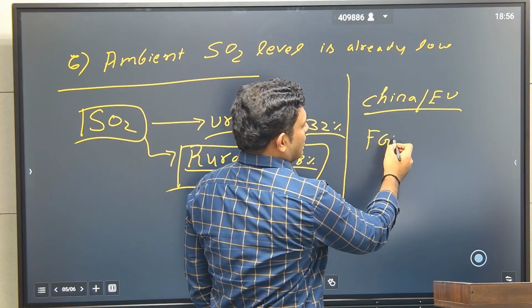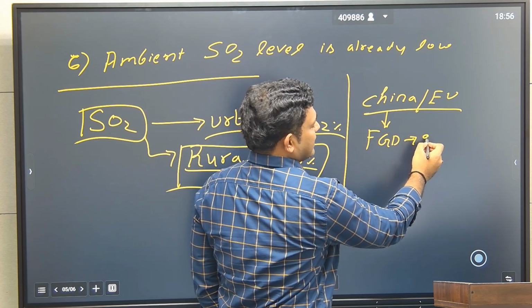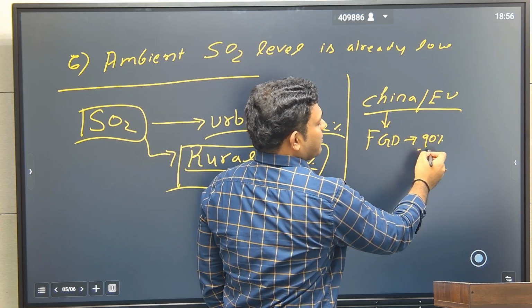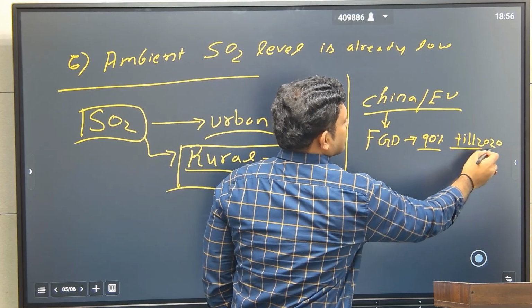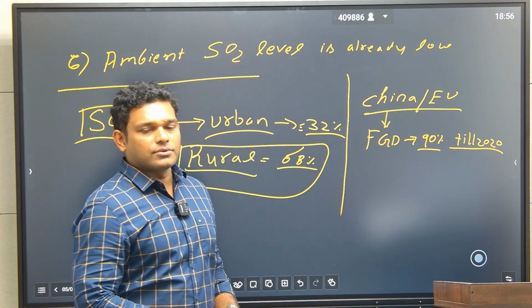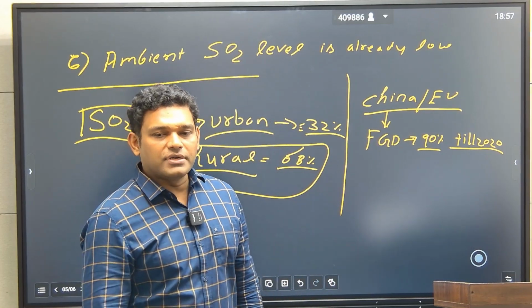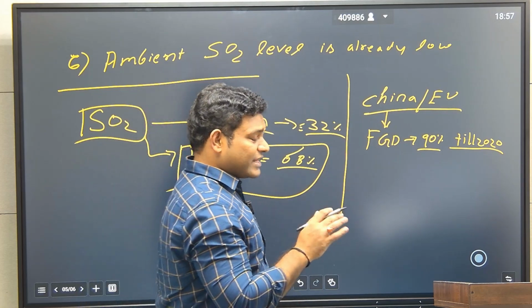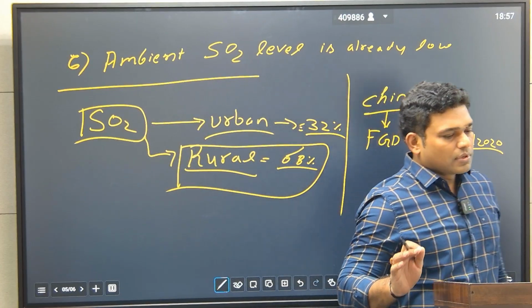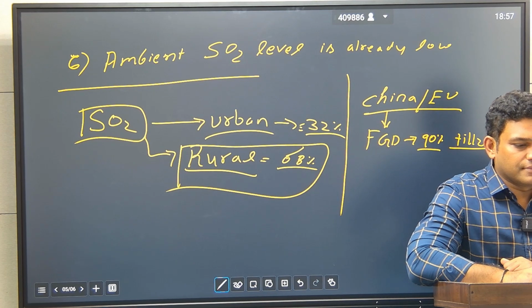China has installed FGD systems in 90% of its power plants till 2020. A similar is the case for the EU. The European Union was able to do it. They have a lot of power plants in China also, but India was not able to do it. There were reasons. Let's go to the reasons first.